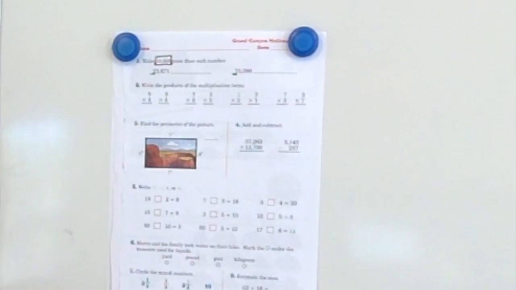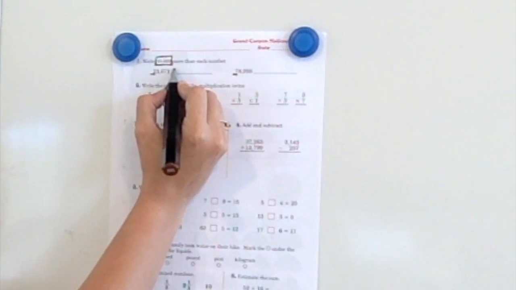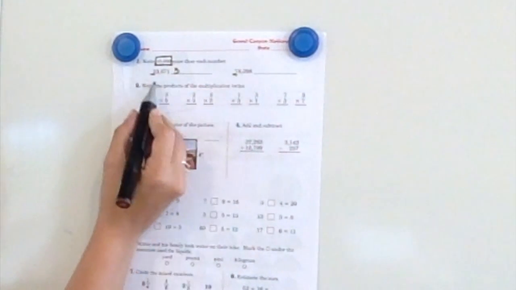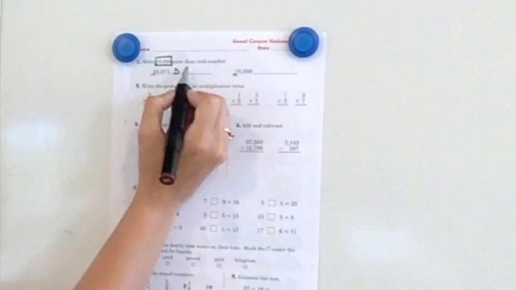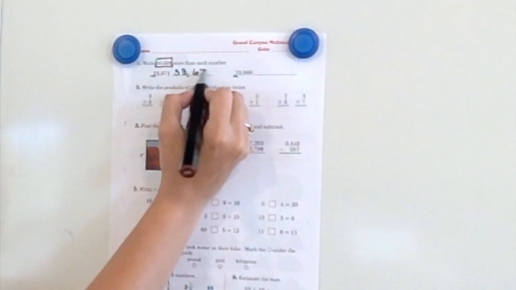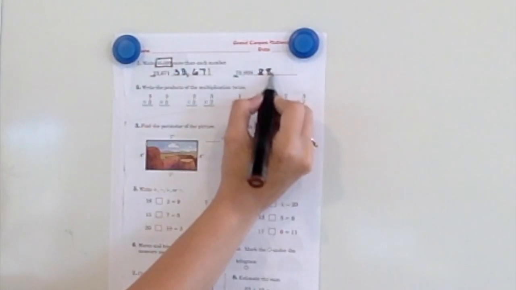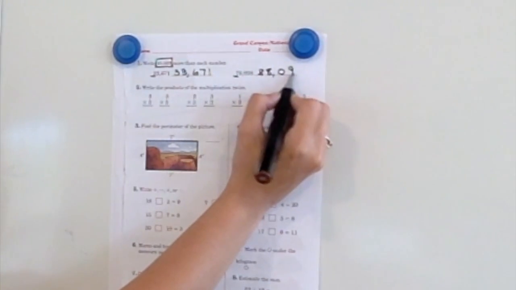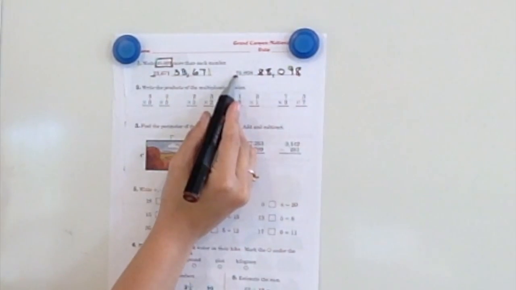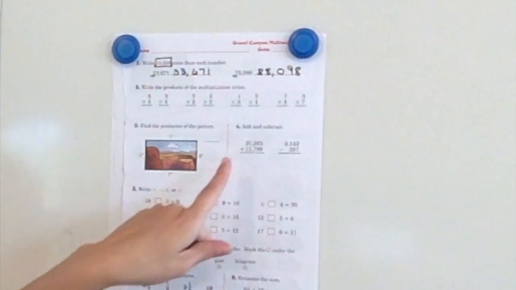So we know that when we're adding, we're getting bigger. Okay, so this 2 is just going to go up 1 more. So instead of a 2 starting this number, it's going to be 3. And then everything else stays the same. So 33,671. And here, it would be 88,098. Okay, do you see how these front numbers are the only numbers that changed? Very good. Now let's move on to question 4.